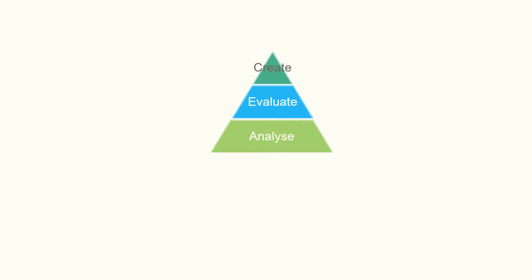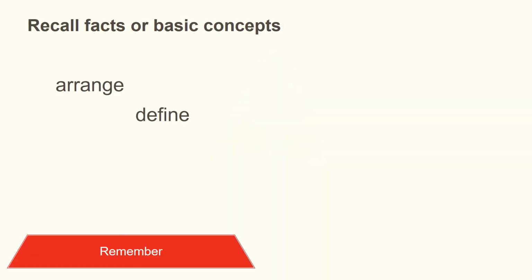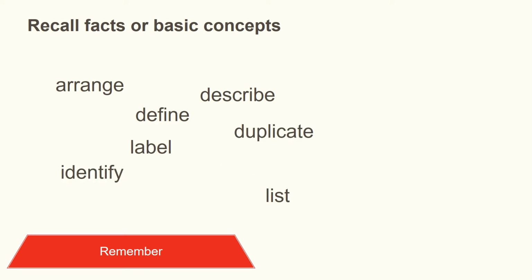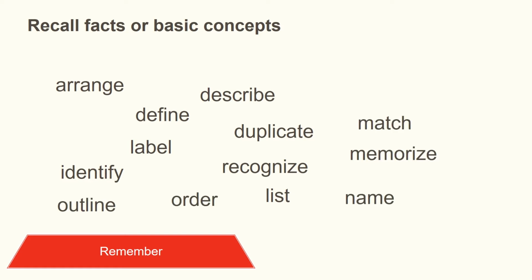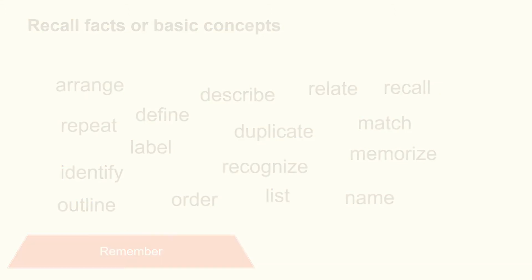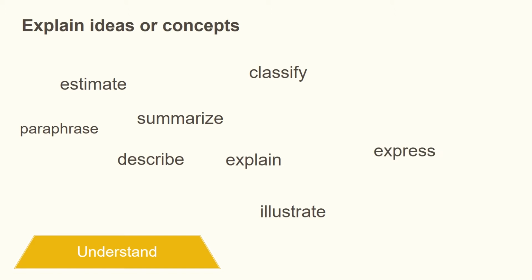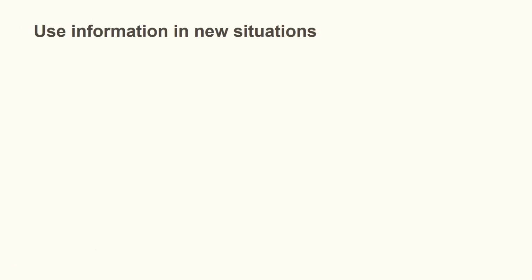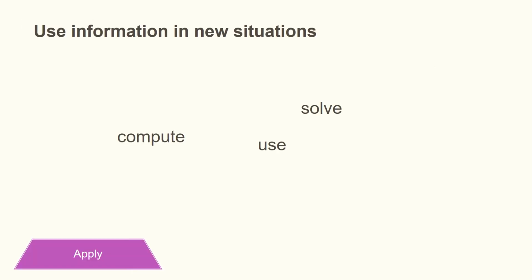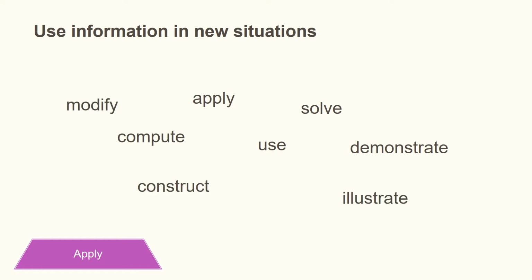Now, if we look at each section in turn, you will see that the lowest section, remember, hinges on the recall of facts or basic concepts. And here are some verbs which typically match this section. The next section, to understand, is the ability to explain ideas or concepts, and similarly here are some verbs which correlate with this. The highest of the lower order skills is the application, to apply, and this is the ability to use information you've learned and apply it to new situations.